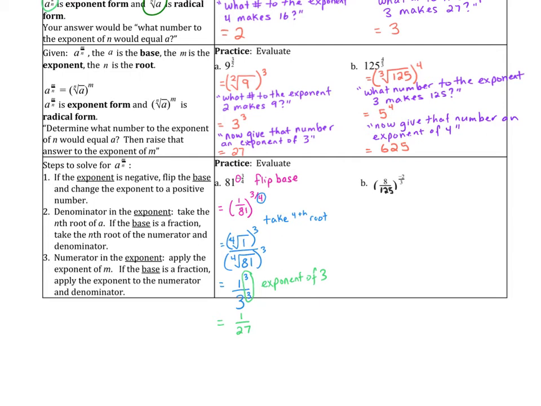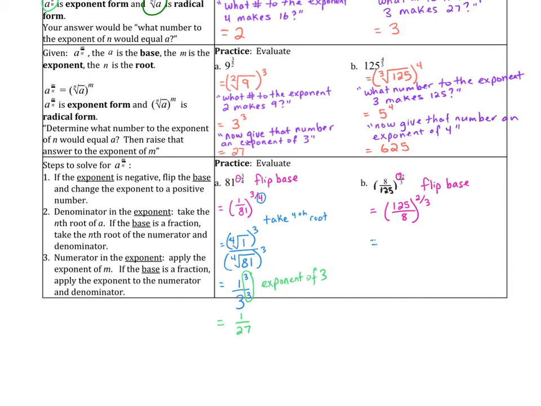So the first thing is the negative exponent will flip the base. So instead of the base being 8 over 125, it will be 125 over 8. And the exponent will now become positive 2 over 3.